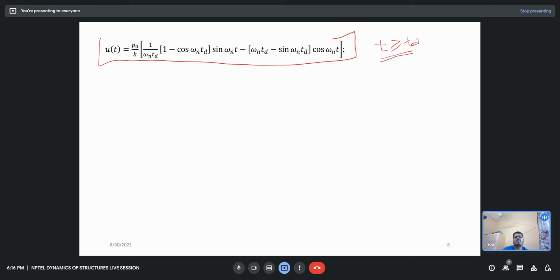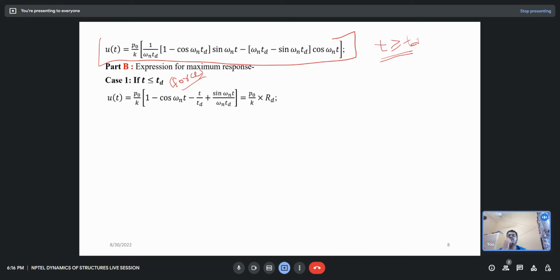This is my answer for part a. Now I want to discuss the answer for part b. We have to find the maximum response for the forced vibration phase and for the free vibration phase. So let's go one by one. Let's first discuss the forced vibration response, that is, when t is less than td, meaning the forced vibration phase.